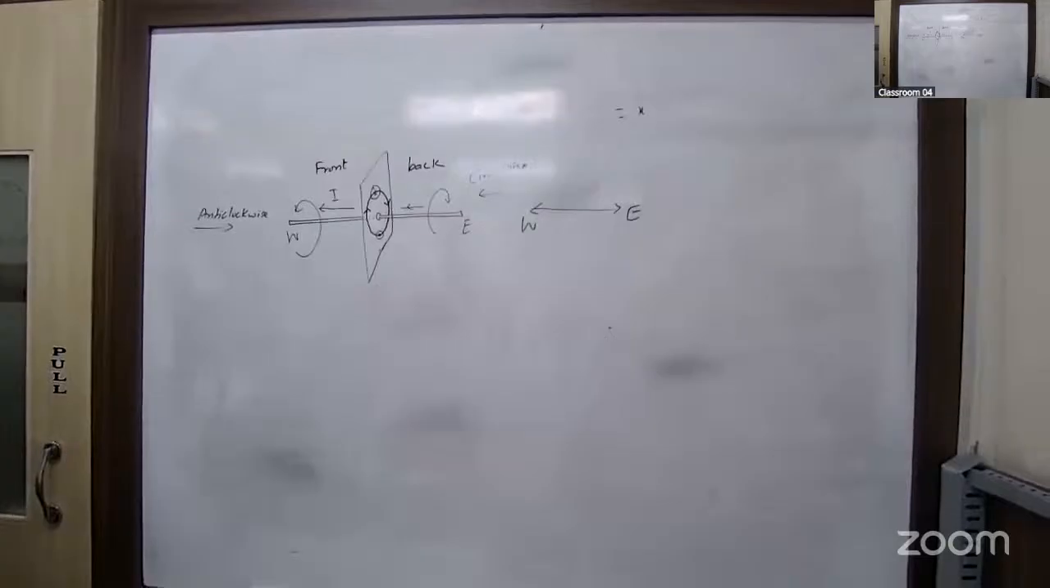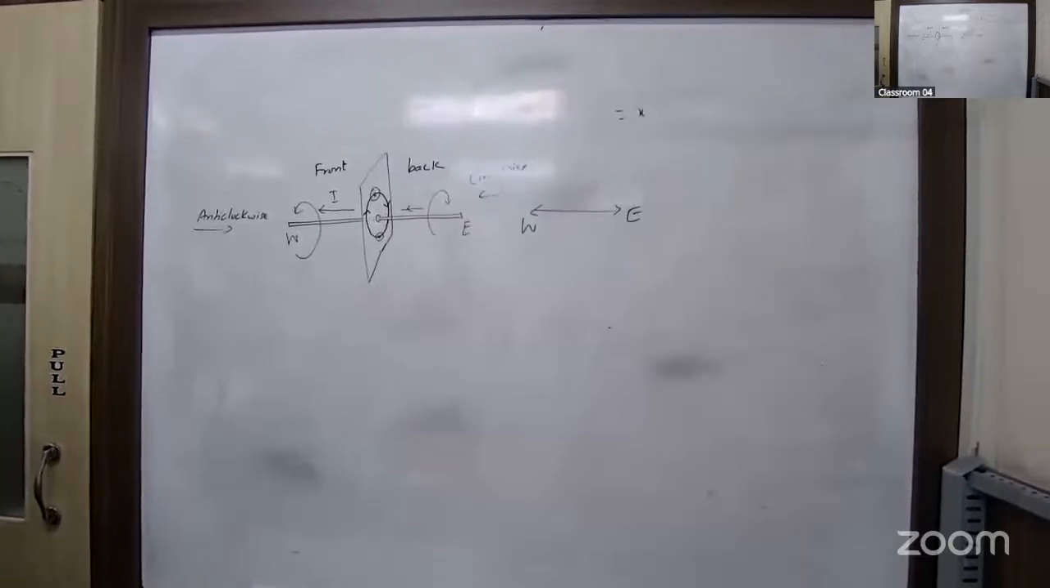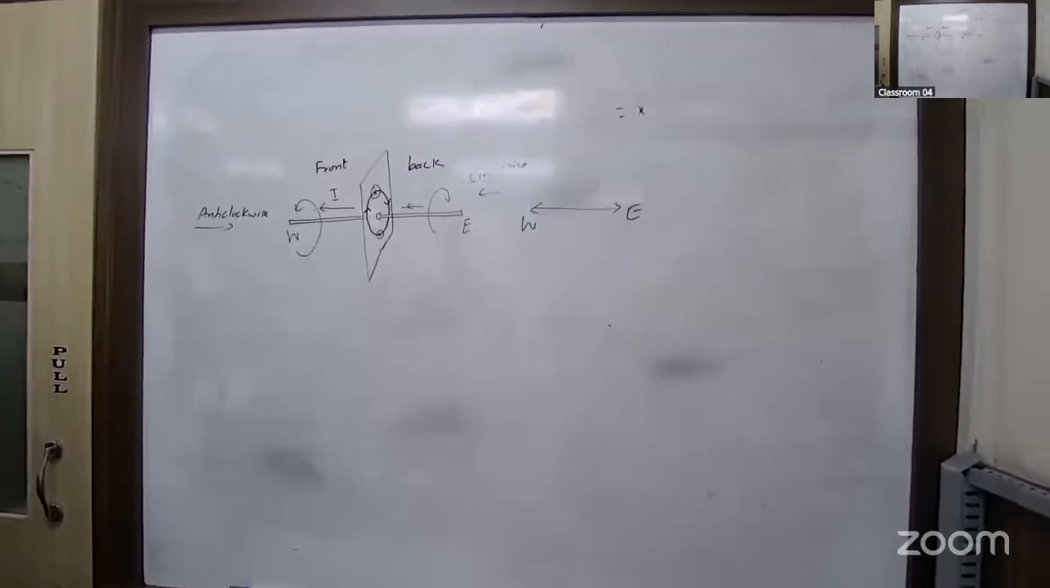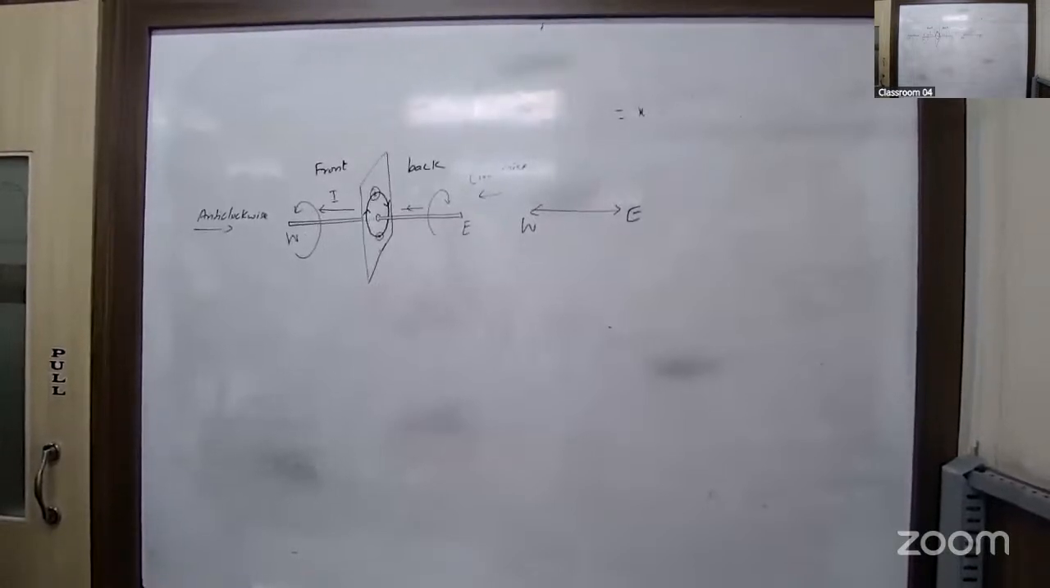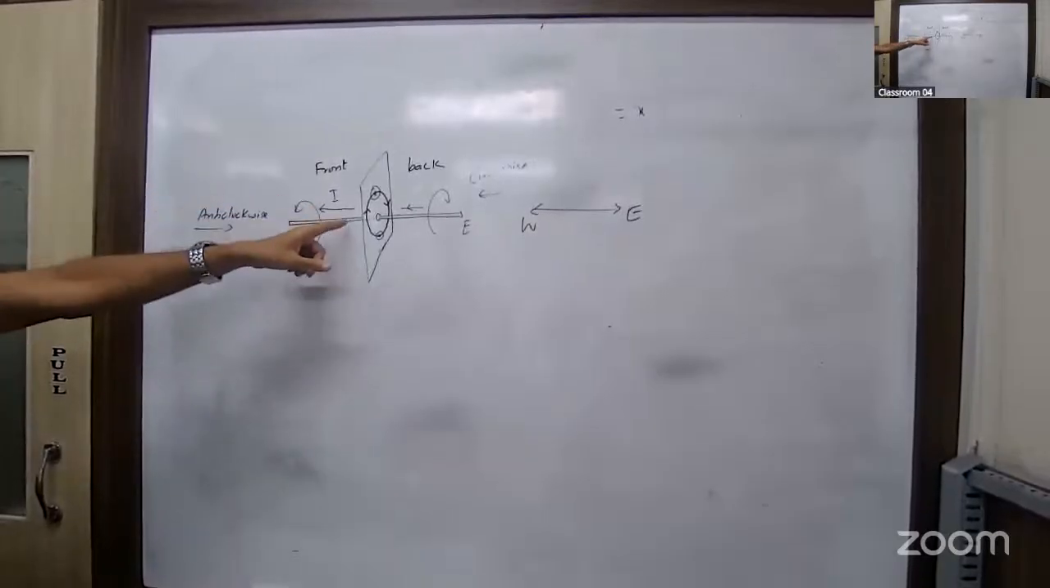If you write the answer, what is the question? What is asked? What is the direction of the magnetic field at a point above the wire? That means, where is it here and where is it here? So here it is going inside. That is shown as a cross.